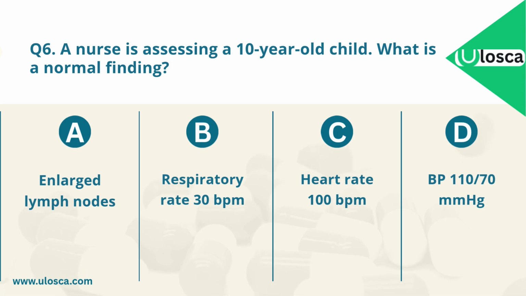Question 6. A nurse is assessing a 10-year-old child. What is a normal finding? A. Enlarged lymph nodes. B. Respiratory rate 30 BPM. C. Heart rate 100 BPM. D. BP 110 over 70 mmHg. Which one is the correct answer?